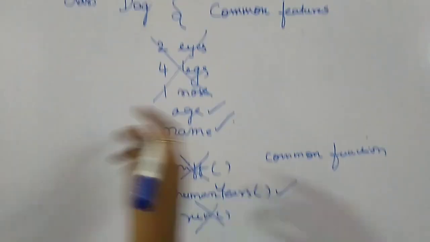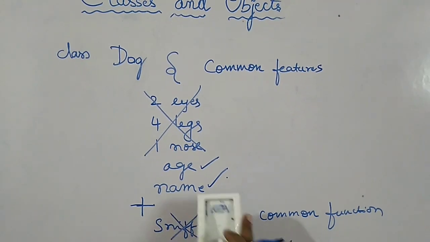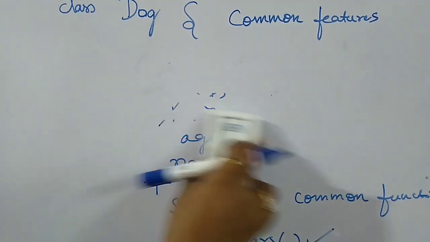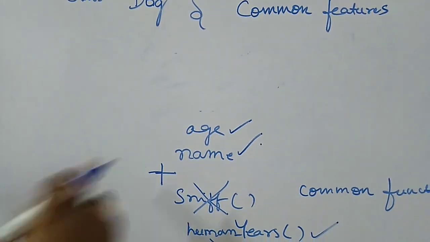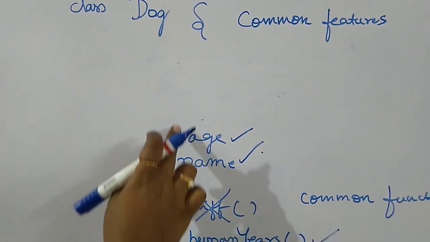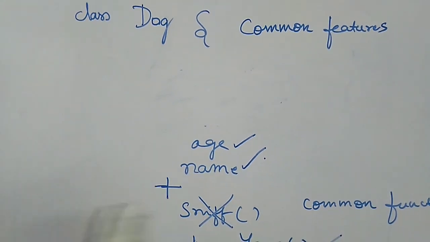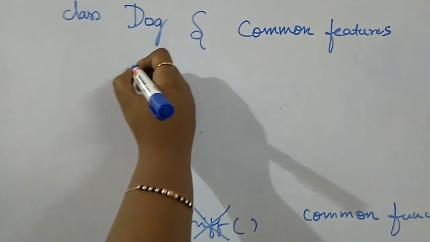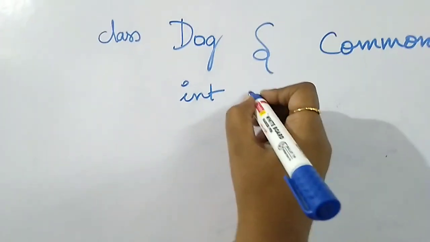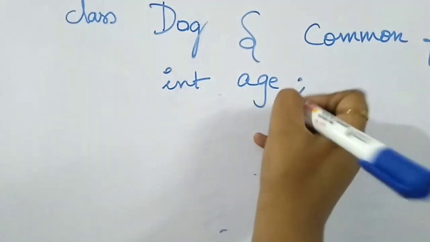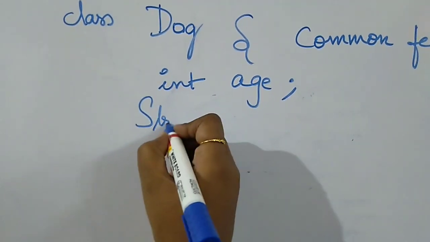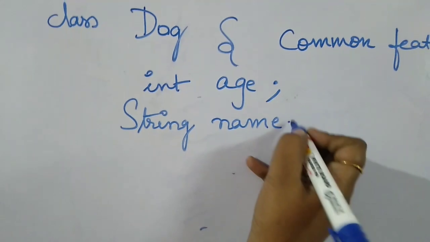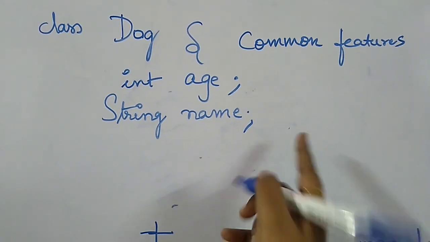Let us convert it into the Java program. Now what should I do? These are not required, so I'm just erasing them. I need the age and the name, and you have to declare the data types for them. Age can be taken as an integer or as a double, so I am taking an integer. And the name of the dog, I am taking as a string. So these two are the instance variables that we have talked about.